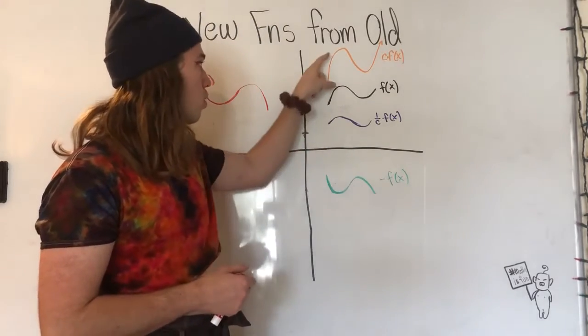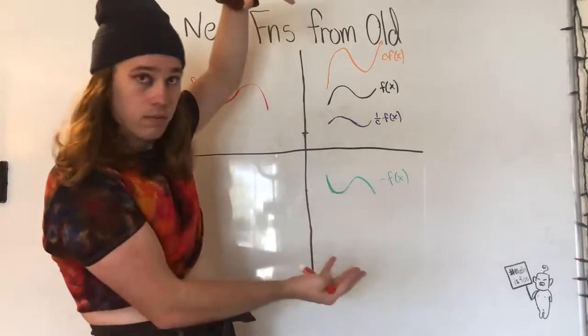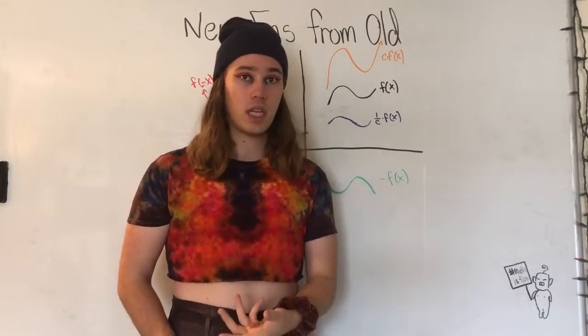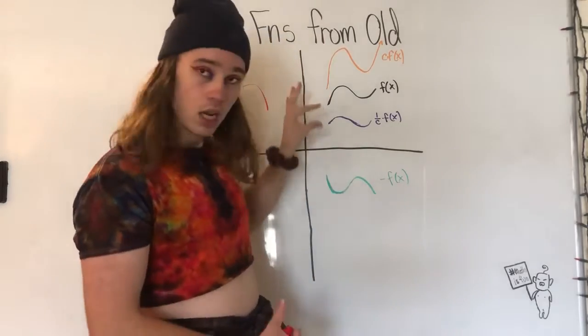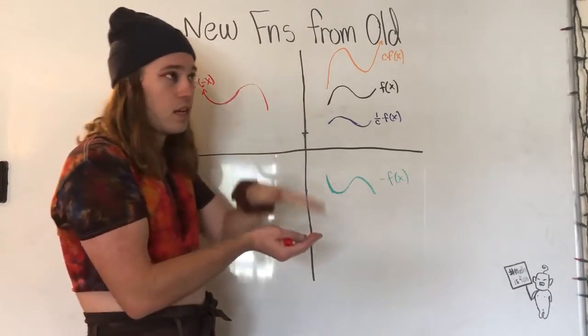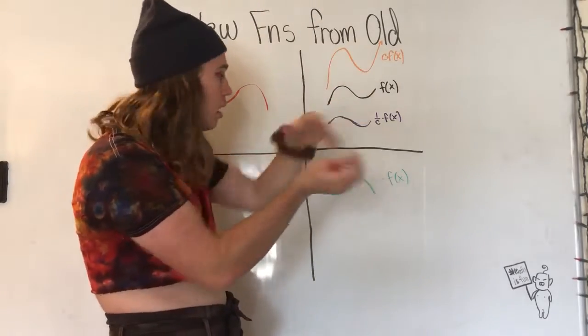And so that's going to stretch it, make it bigger. Now what if instead we multiplied by 1 over c? Well, that will shrink our function to this purple line, and instead of stretching it, it'll shrink it.